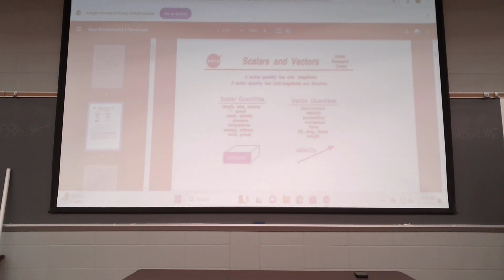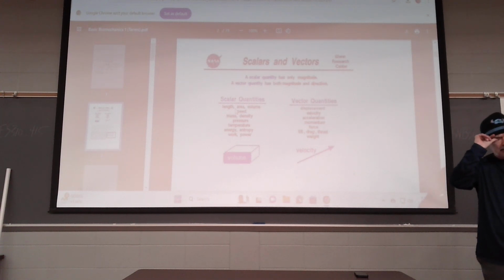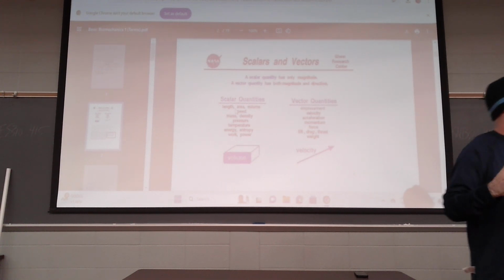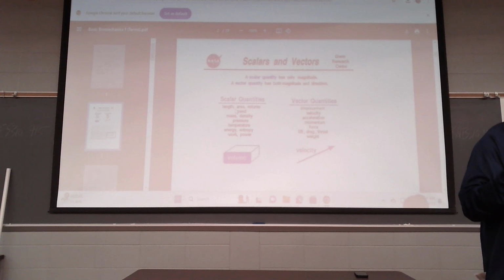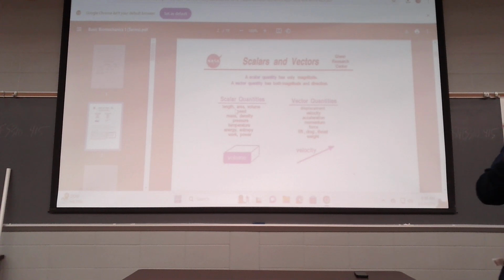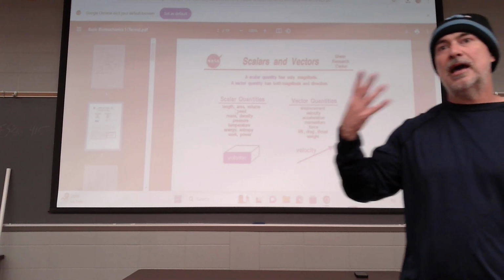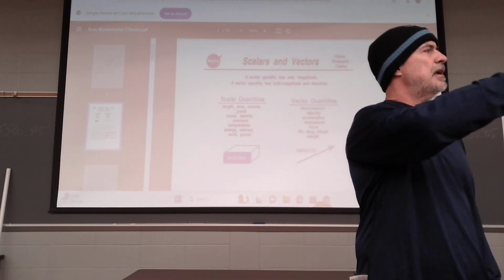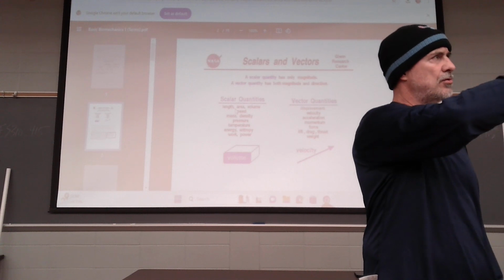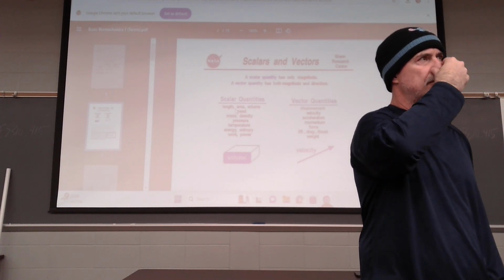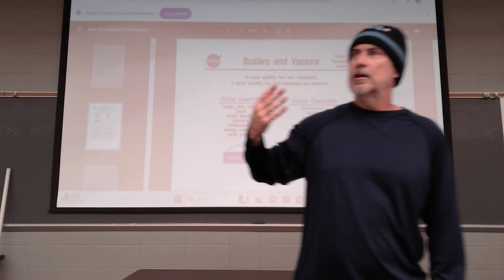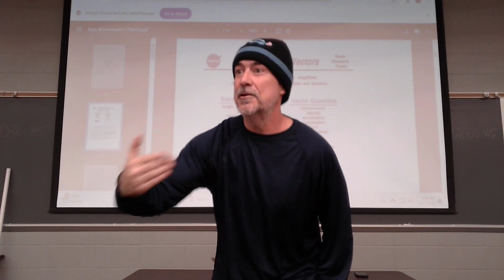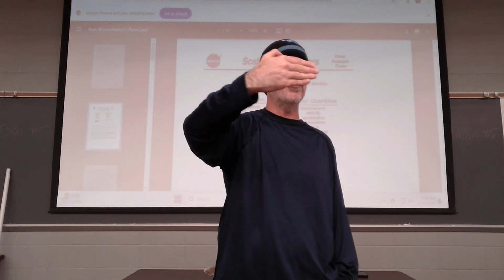And here I have some examples. And again, guys, it's so nitpicky sometimes. Speed is a scalar. Why? Because it doesn't matter your direction. So in other words, if the police officer clocks you going 70 and a 50, the fact that you were going east, west, north, south didn't matter. It was just about your speed.